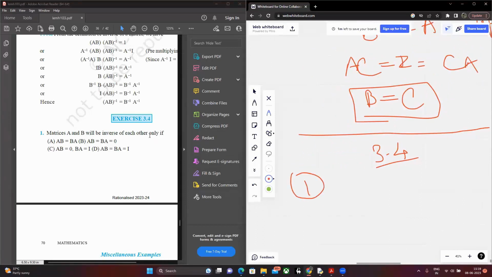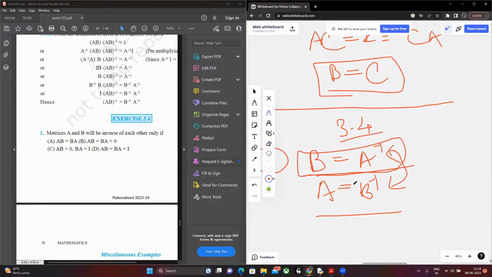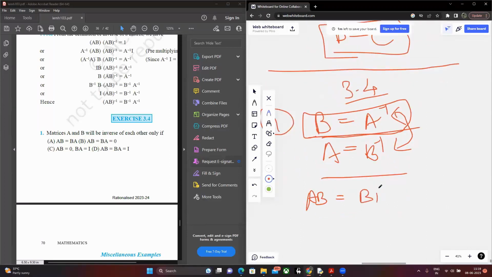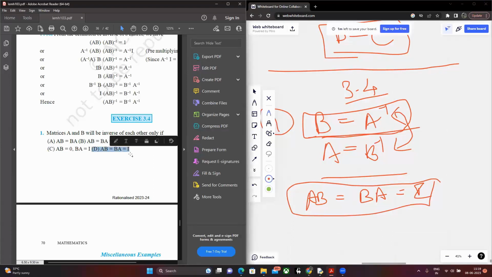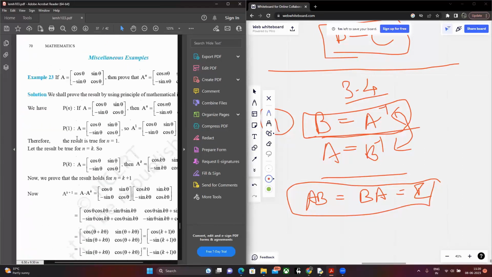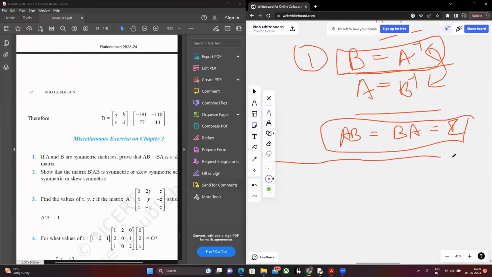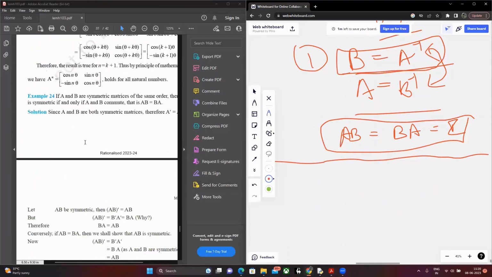Matrices A and B will be inverse of each other only if A, B, C, D, of which any one condition holds, then it implies the other. So matrices A and B are inverse of each other; basically B is A inverse and A is B inverse. Assume that B is A inverse. This means that AB should be equal to BA, equal to the identity matrix I of the same order. It's pretty weird that you only have one question in this exercise, because I think the previous versions also had row and column transformations. So whatever. Thus, we end 3.4 and we go to the miscellaneous exercises.